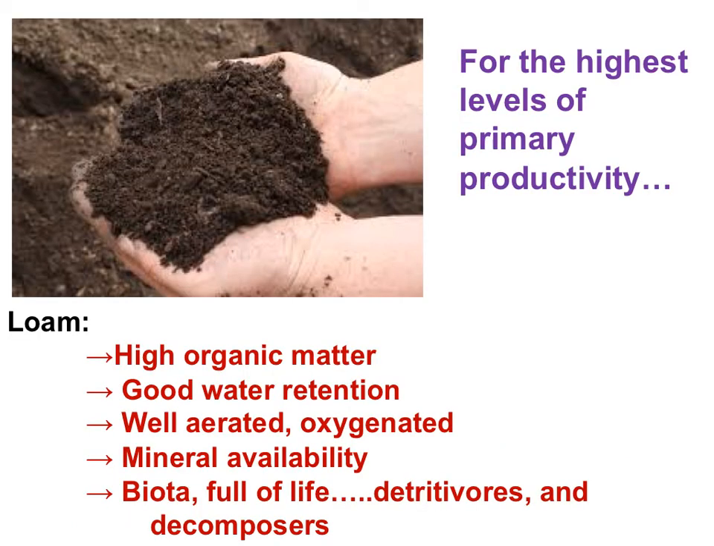Here's an image of loam. Wonderful, dark, fertile soil. If you were able to buy land with a loam soil such as this, you're buying good natural capital. Capital that is partially responsible for producing the natural income of primary productivity, food or forest. Loam has high organic matter, good water retention, it's well aerated, it's oxygenated, it's got mineral availability, and it's got biota. It's full of life, detritivores, and decomposers.